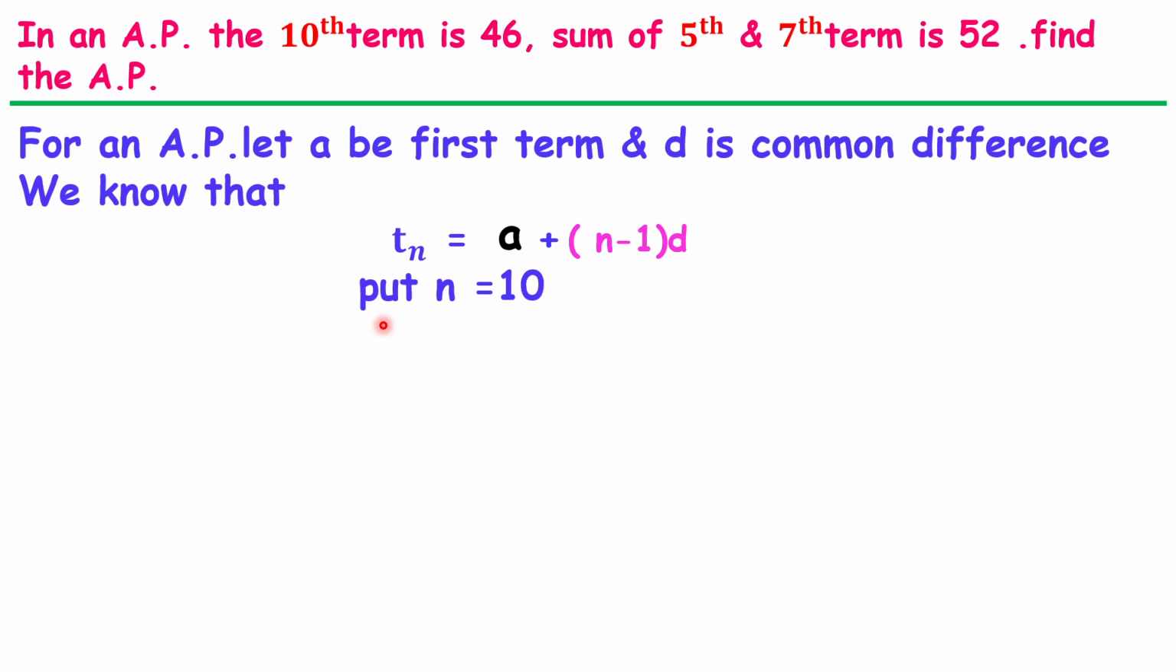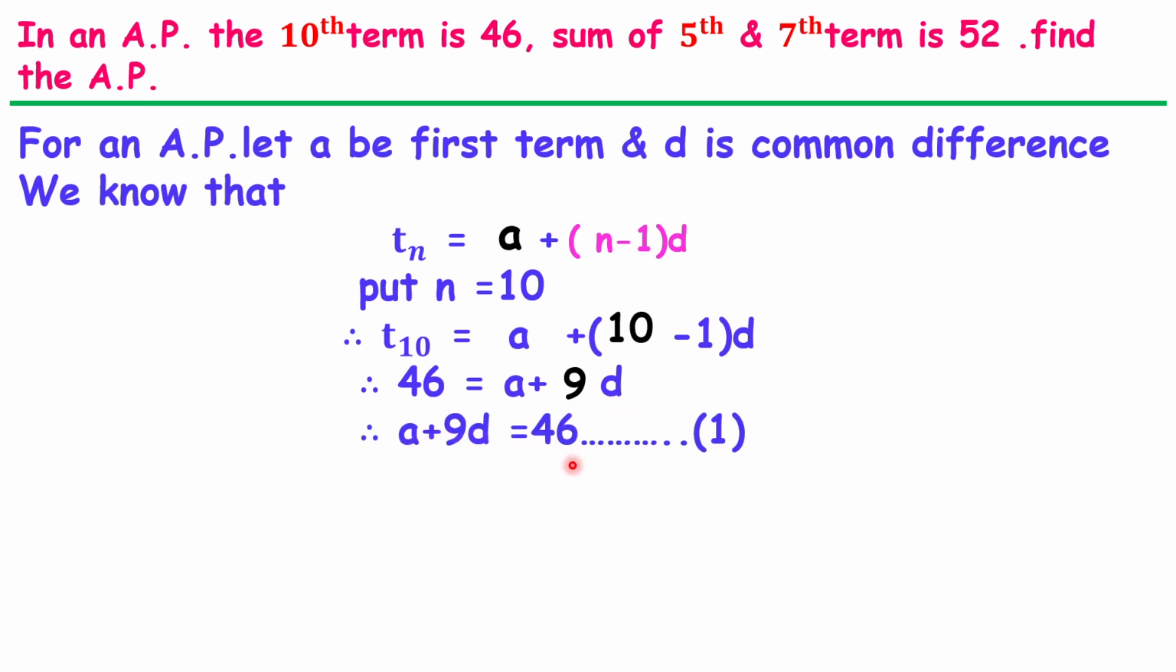We will get T10 is equal to A plus into bracket, substitute the value of n is equal to how much? 10 minus 1 into D. But T10, the 10th term is given how much? 46. Therefore substitute the value of T10 is equal to 46 is equal to A plus 10 minus 1 is nothing but how much? 9d. Therefore A plus 9d is equal to 46. This is the equation number 1.